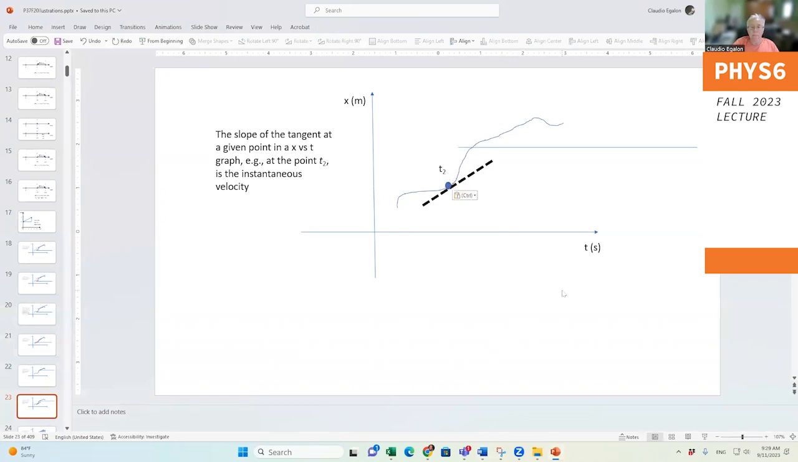Like that. The instantaneous velocity at this point is the slope of the tangent at this point, and so on.